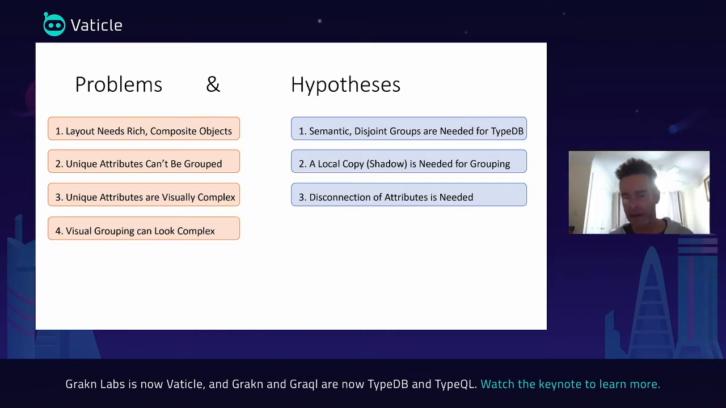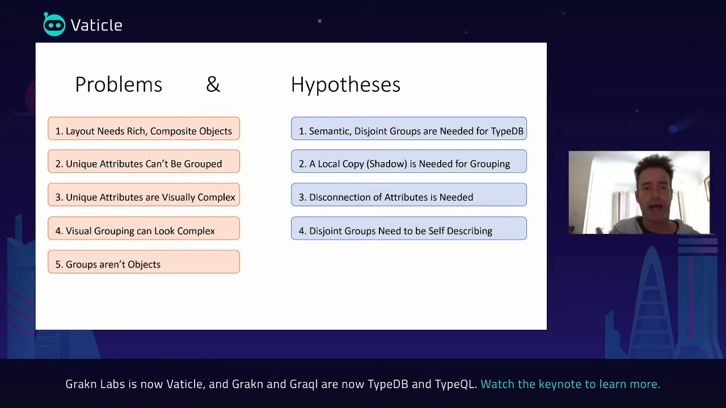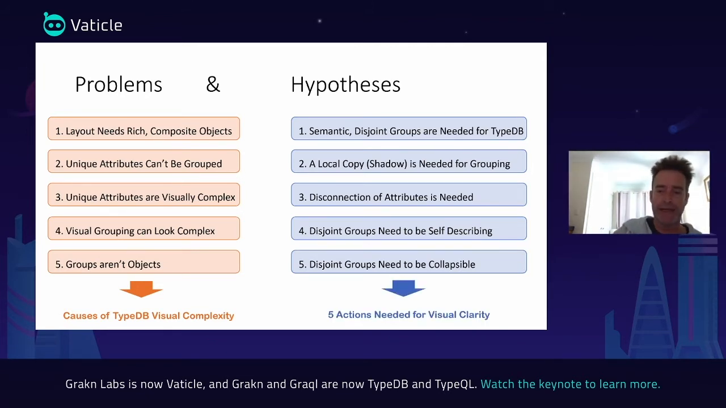The other problem is if I try to group things, it can look complex. So ideally, I'd need some kind of self-describing capability, so if I grouped things, it could give me a summary of what's inside that group. And finally, even if I group them, they're not objects, so I'd need to be able to collapse those groups into objects. I see these as the 5 causes of TypeDB visual complexity, and I needed all 5 actions in order to get visual clarity.